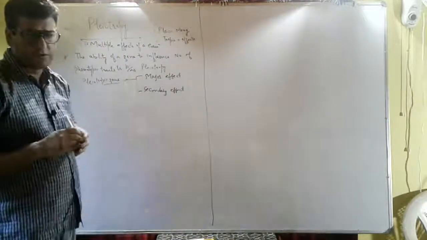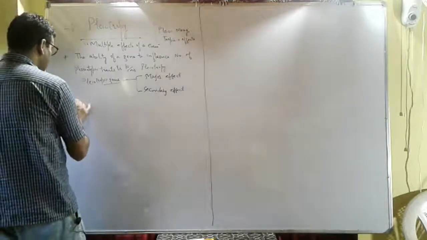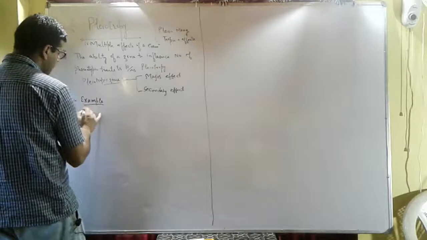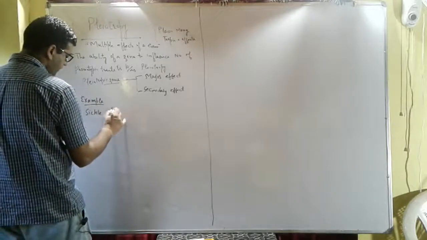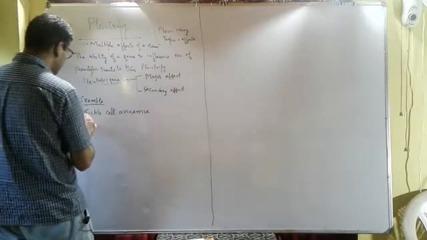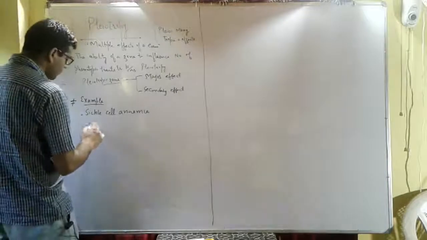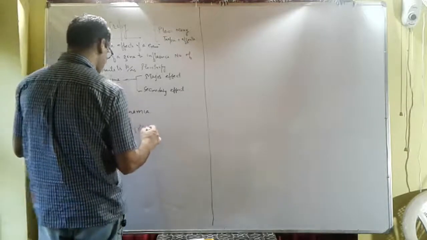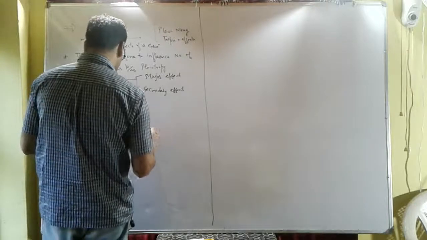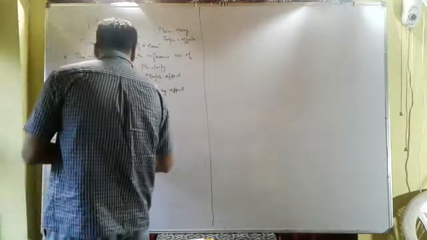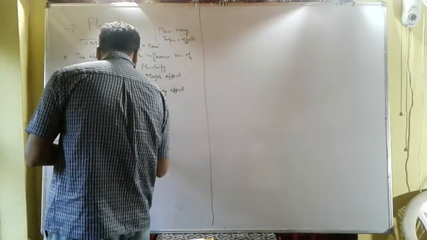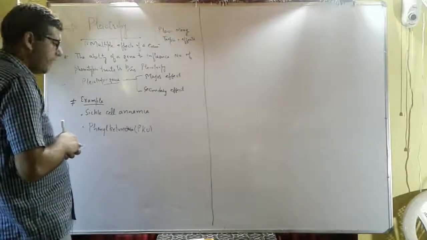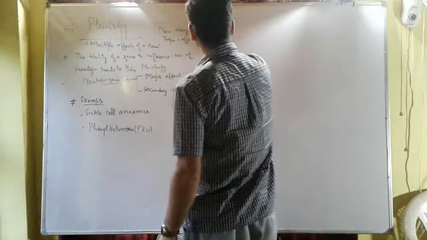To discuss pleiotropy, we will take two examples: sickle cell anemia and phenylketonuria. We'll discuss first sickle cell anemia.